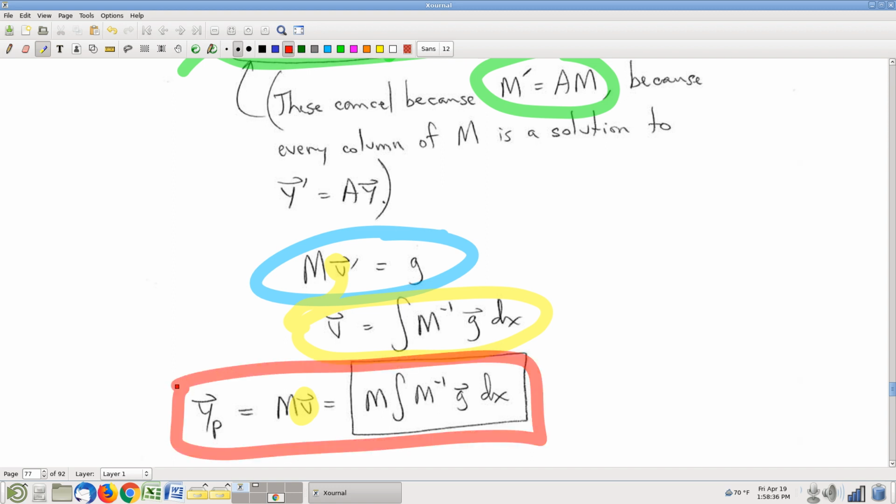And you might recognize the formula. Structurally, it looks just like the formula for the scalar case. Right? So this will do it. This will find particular solutions for you. And that's kind of nice. Okay. Anybody have any questions so far? Plug and chug.